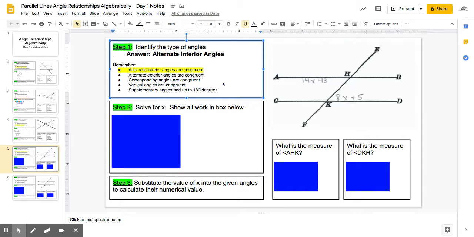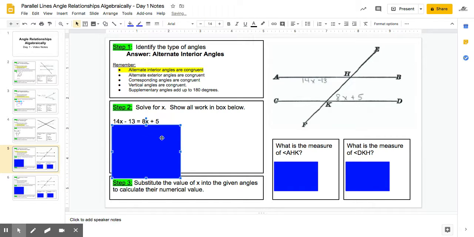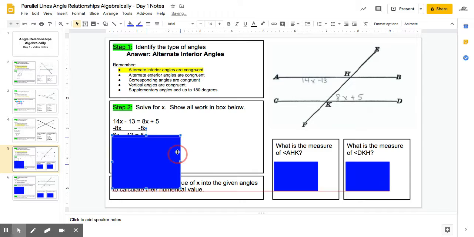Since they're equal to each other, we are again going to take the first angle, which is 14x minus 13, put an equal sign, and then type in the second angle, which is 8x plus 5, just like I did here. Again, we have variables on both sides. I'm going to get all the variables to one side by subtracting 8x on both sides. 14x minus 8x is 6x. Bring down the minus 13. The 8x's are going to cancel. Bring down the equals 5.